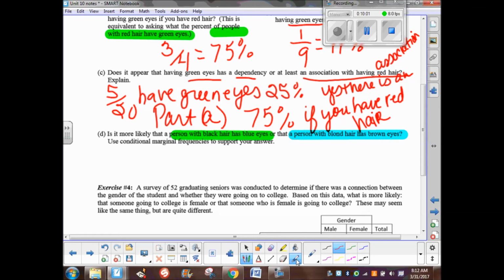All the people with black hair, how many have blue eyes, Nick? 3. 3 out of 9, right? Which is 33%, right? Now let's look at this. Or that a person, all the people with blonde hair, how many of them have brown eyes? 2 out of 7, which is 29%. So which one is more likely to happen? Right? Black hair with blue eyes.